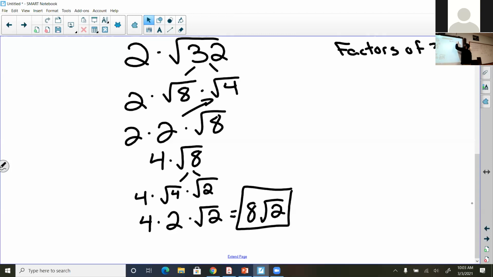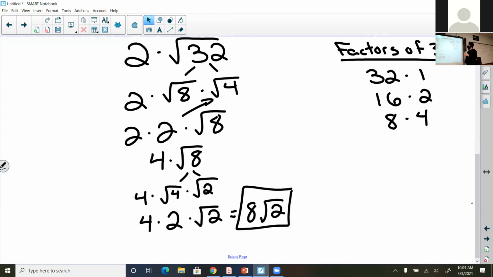So factors of 32 would be 32 times 1, 16 times 2, 8 times 4, and then 5 doesn't go into it, 6 doesn't go into it, 7 doesn't go into it, and now I'm at 8, so then once you find that it repeats, I have all factors.